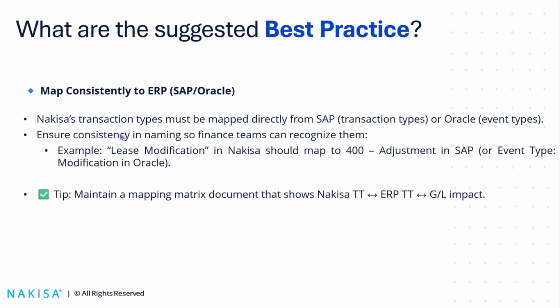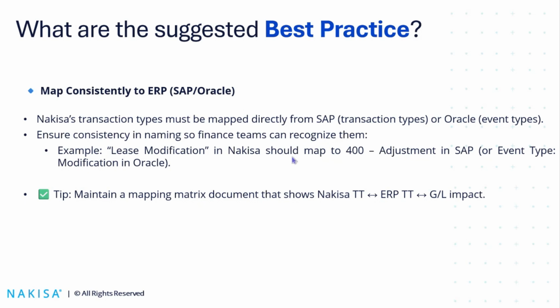So basically, what are the best practices? Map consistent to ERP. So it's easier when you are connected, but if you're not connected, we have to make sure the mapping is directly coming or is same as what you have in your ERP, if it's SAP or Oracle, ensuring the consistency in naming so the teams can recognize them easily.